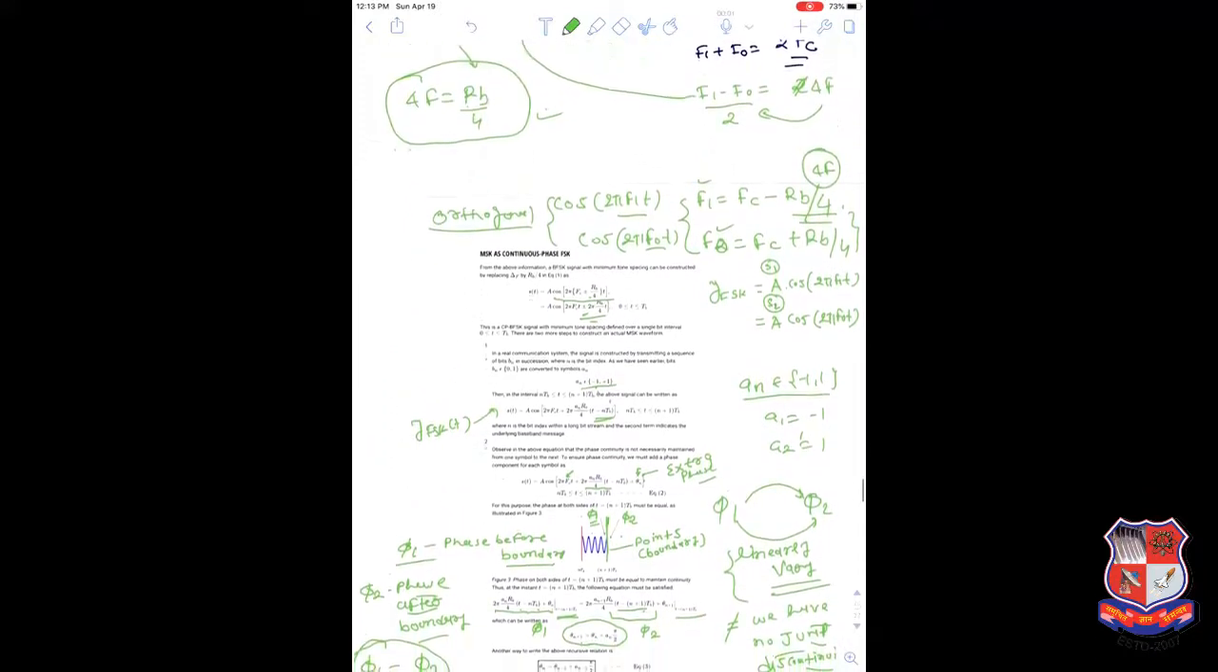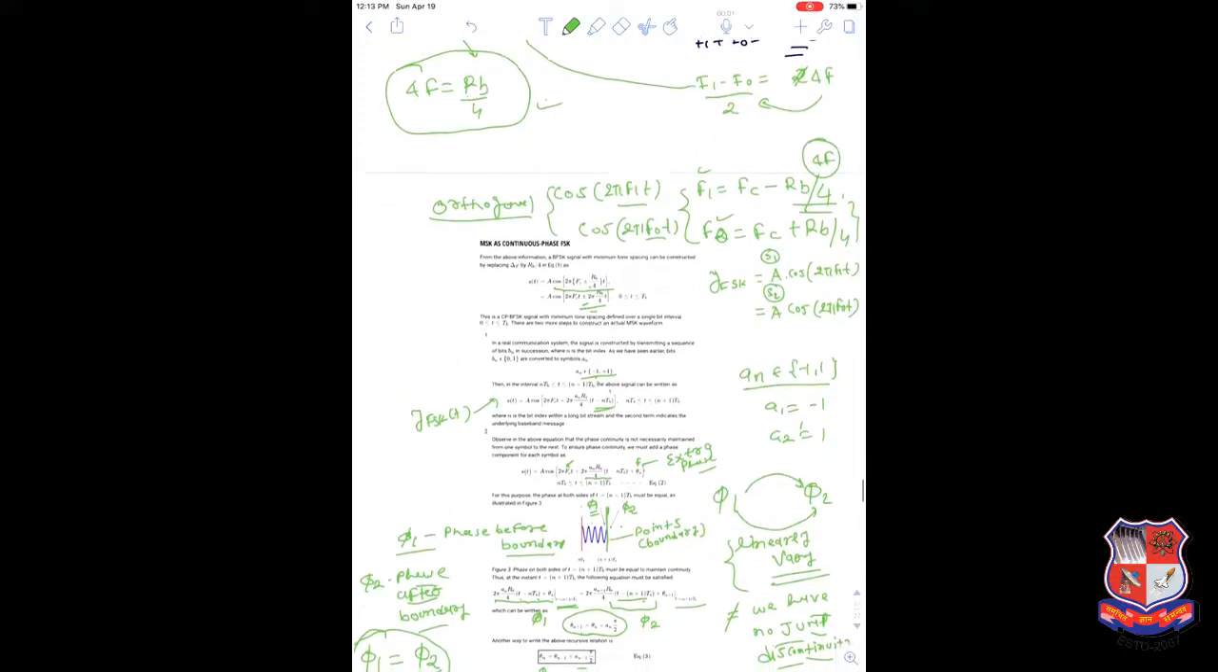If you simplify this equation, we get theta n plus 1 equal to theta n plus a_n pi by 2. If n plus 1 is replaced with n, the final equation in general form is theta n equal to theta n minus 1 plus a_n pi by 2. This is a very important part, and I think you should take a look at this.